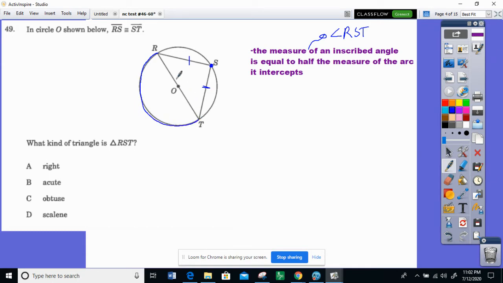Since point O is the center of the circle, and we know that because they called this circle O, segment RT is a diameter. So what's the measure of an arc intercepted by a diameter? The diameter splits a circle in half, so that measures 180 degrees. So the measure of angle RST is going to be half of that arc, or half of 180 degrees, which is 90 degrees. So if that's a 90-degree angle, then this is going to be a right triangle.